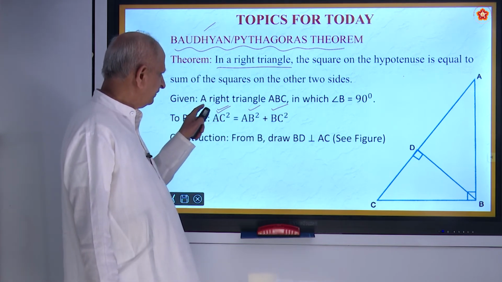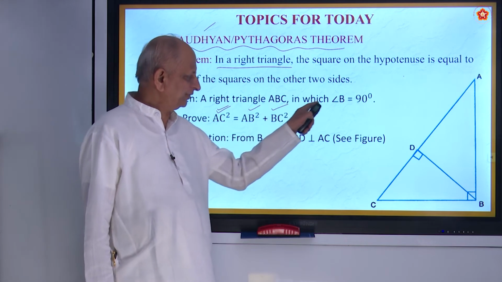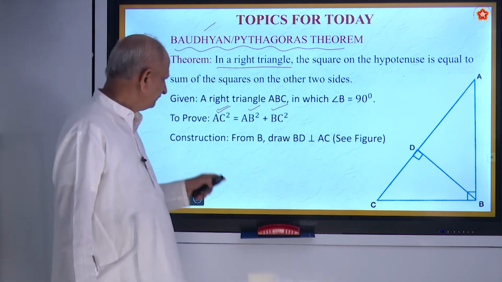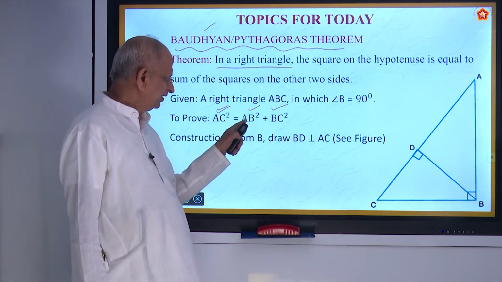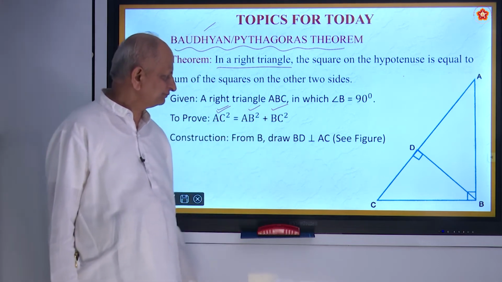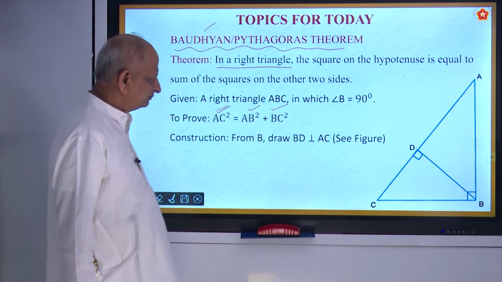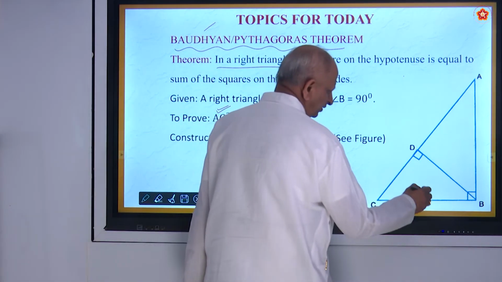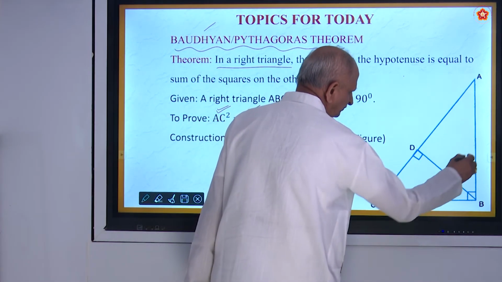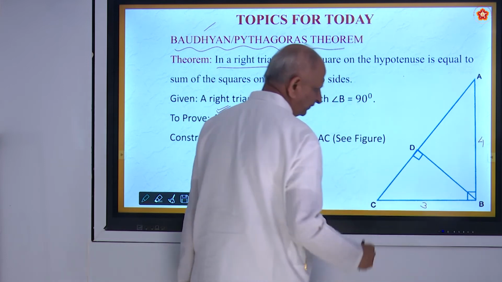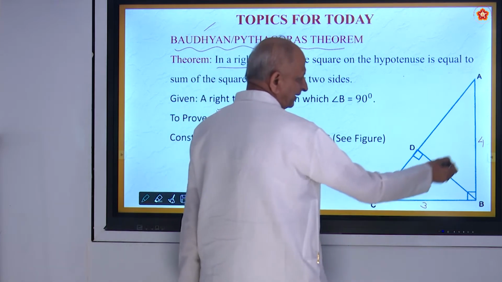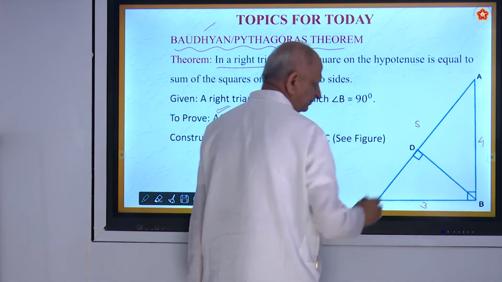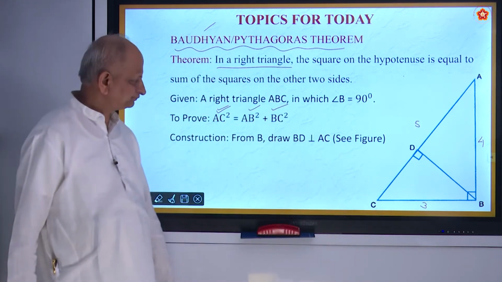First, you are given the right angle triangle ABC in which angle B is 90 degrees. To prove, second step, AC square is equal to AB square plus BC square. Means what? Suppose this is say 3 centimeters, this is 4 centimeters. 3 square plus 4 square, how much? 9 plus 16, this becomes 5. So that is the meaning.